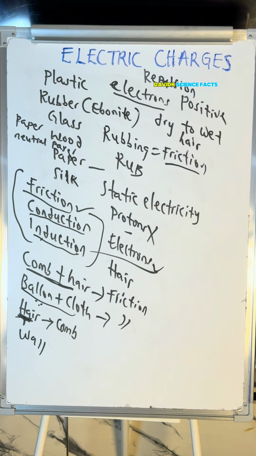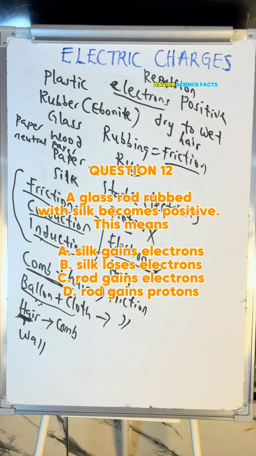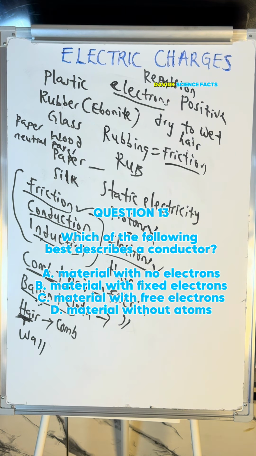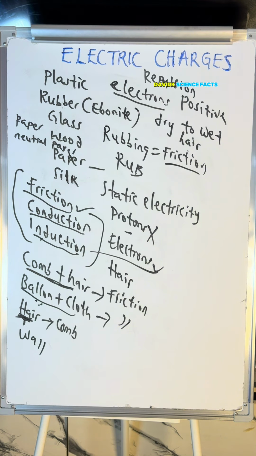Question 12. This question is a trap. Glass becomes positive after rubbing. What happens to zinc? This one is tricky. Answer is A. Zinc gained electrons. Question 13. What truly defines a conductor? Don't overthink it. Answer is C. Free electrons.